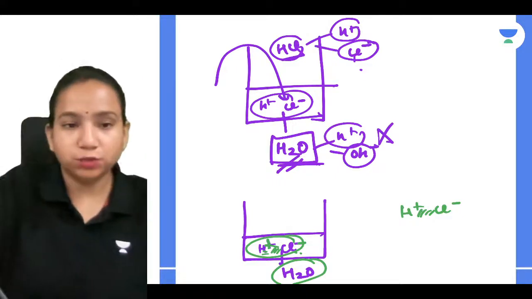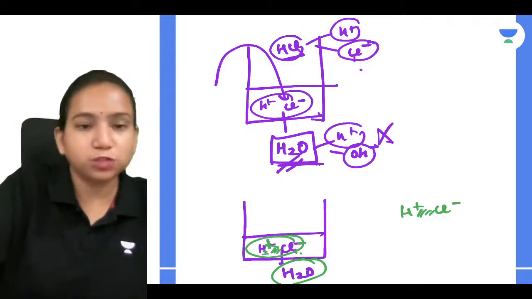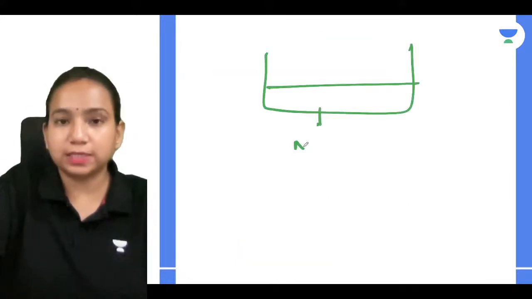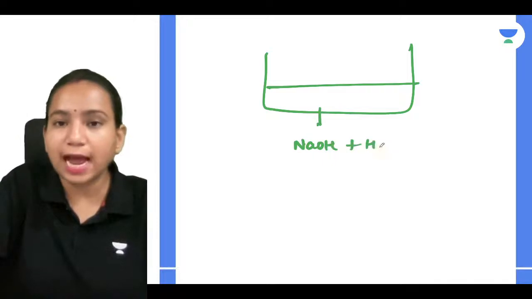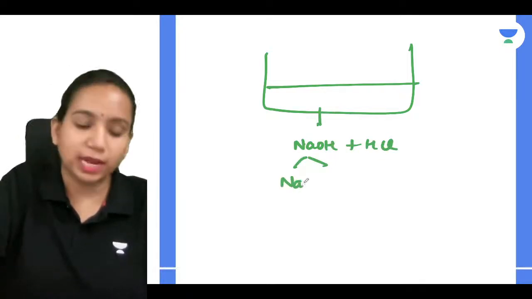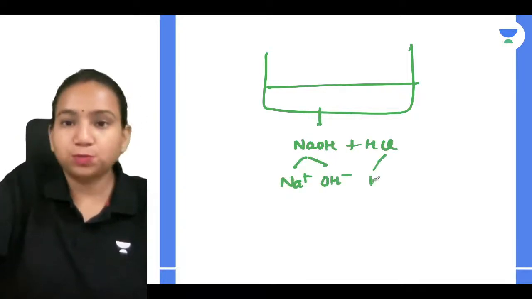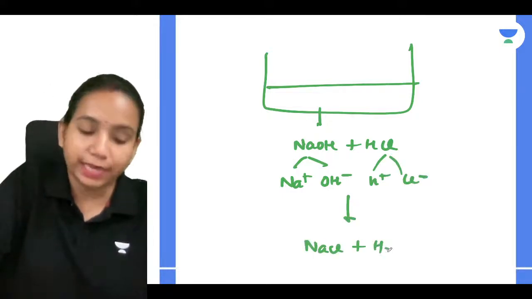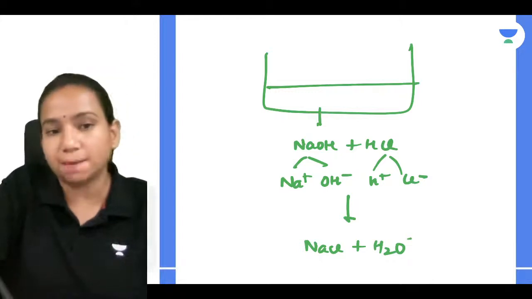I can give you one example, because there is no other ion here. Suppose you add NaOH and HCl. When you add them, they both dissociate into ions: Na plus and OH minus, H plus and Cl minus. Now why do they give NaCl plus water here? Because they have other ions with which they can combine.